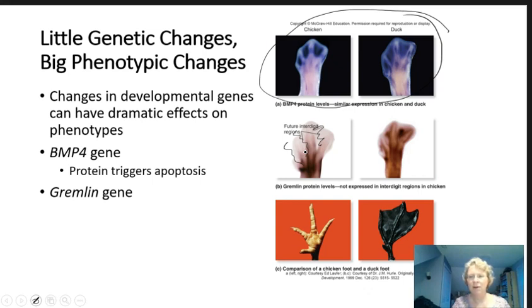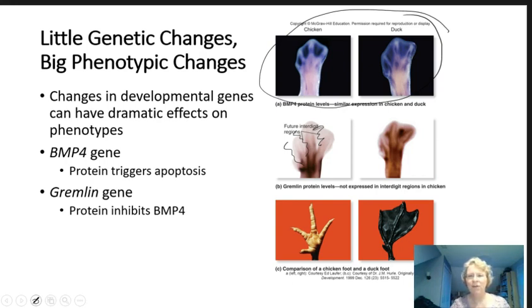In ducks, though, the gremlin gene produces a protein that acts as an inhibitor of the BMP4 gene. It is expressed in ducks to prevent apoptosis of the webbing, but not in chickens. One change, the activation or inhibition of gremlin in the webbing cells, results in two very different foot phenotypes.